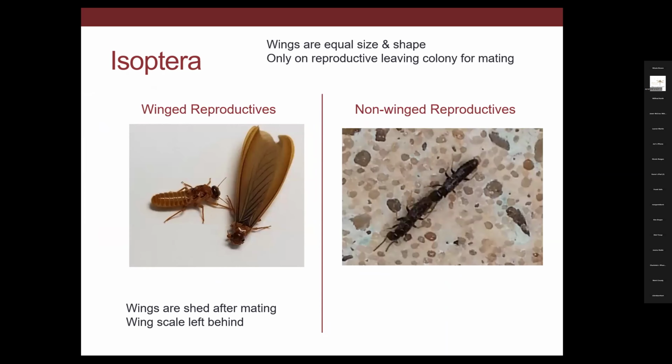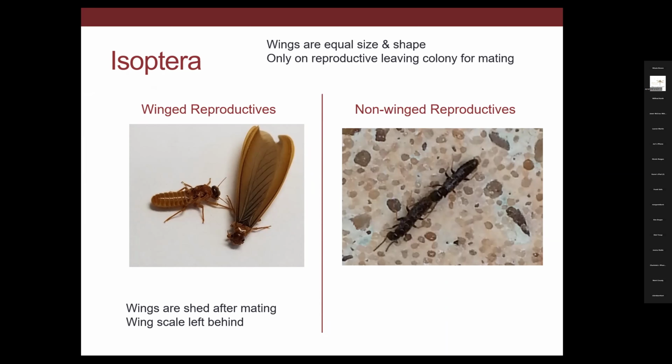Then when we look at our reproductives, like I said, you may see them with wings, you may see them without wings, you may see them paired up like you see on the right. That's the male and the female together. When they emerge out of the colony, they will have wings. They fly up into the air. They will find a mate and they drop to the ground. And when they drop to the ground, they will shed those wings.